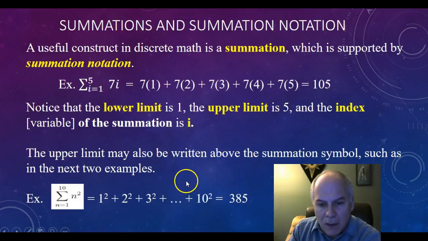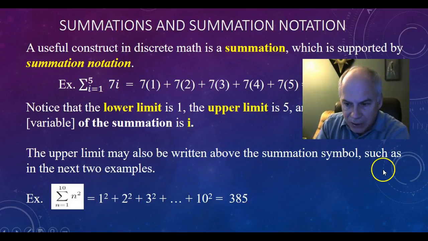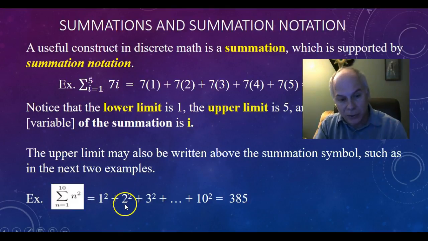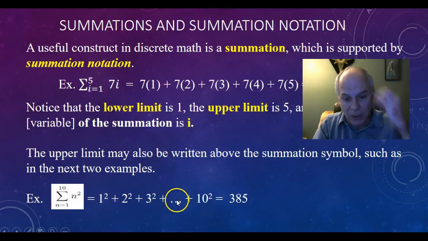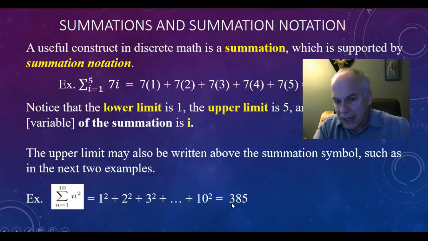Now, the upper limit can also be written above the summation symbol. So here's an example. This is saying I'm going to add up all the n squared terms, where n starts at 1 and ends at 10. So that would be 1 squared added with 2 squared added with 3 squared, all the way to 10 squared, which gives you 385. Okay.